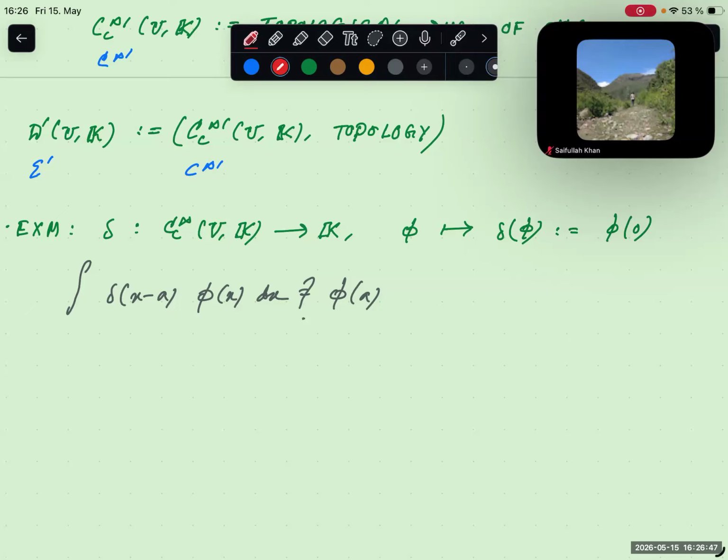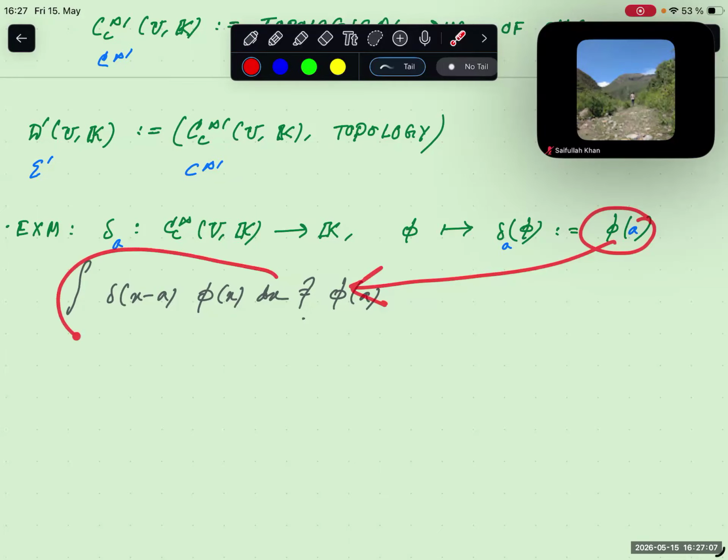I hope it's understandable, but in case not, let me write it. So you can also write delta A, and then instead of 0, you will get A. Now, that means this side equals this side. So this side should equal this, right?